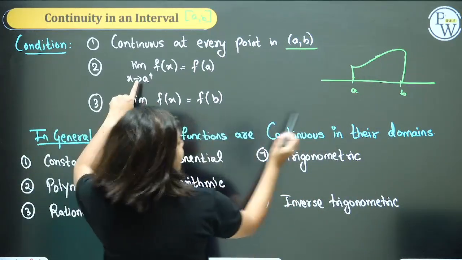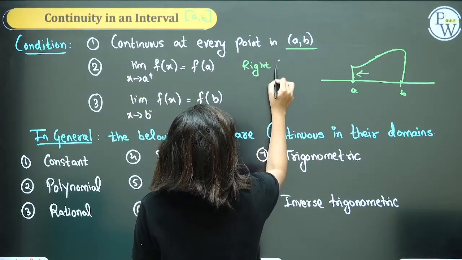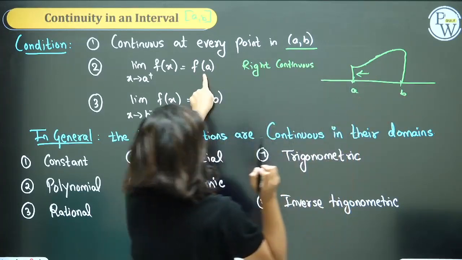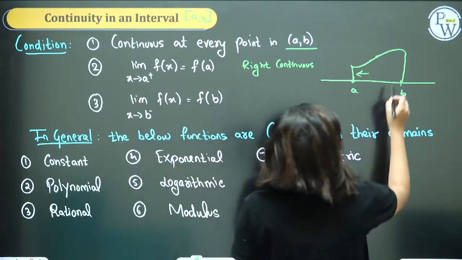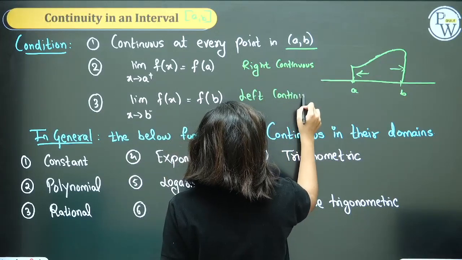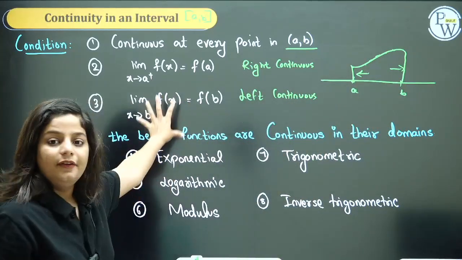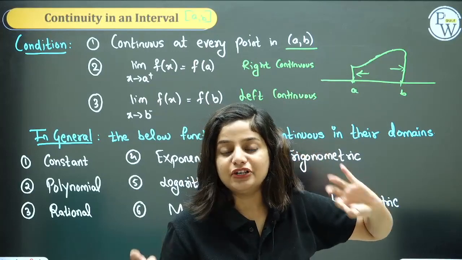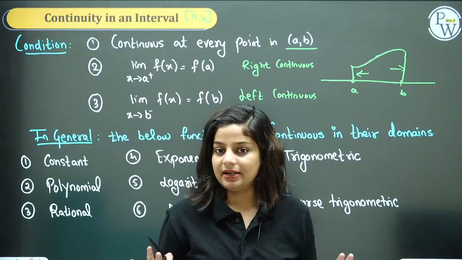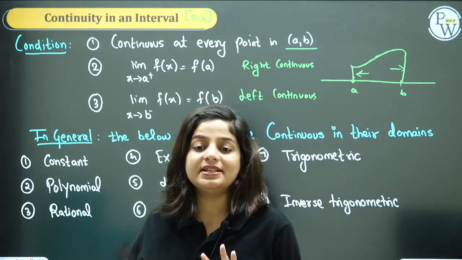Then at the point A, it should be right continuous. That is, the right hand limit and the value at f of A should be equal. Similarly, at B, it should be left continuous. The left hand limit at B and value of function at B should be equal. If you ensure this, the function can be declared continuous in the entire interval, closed interval A to B. Noted, hopefully. Next, also to solve questions, these points will help a lot.